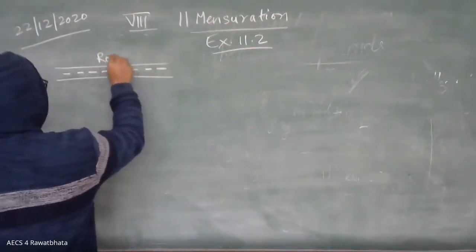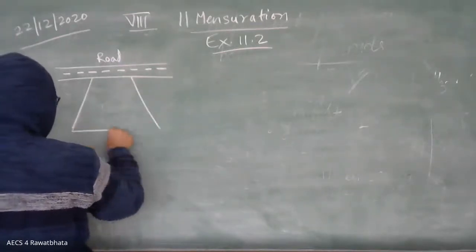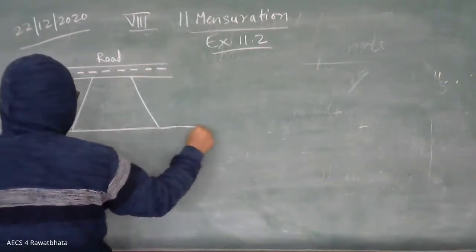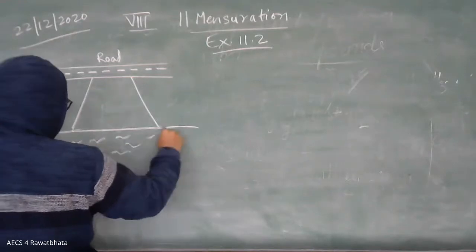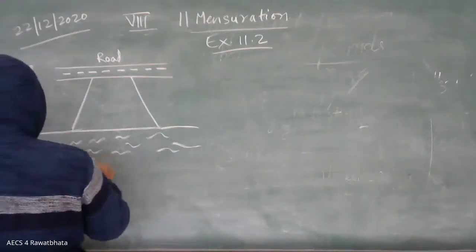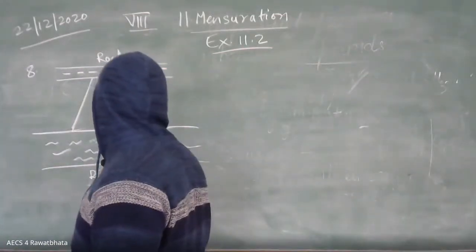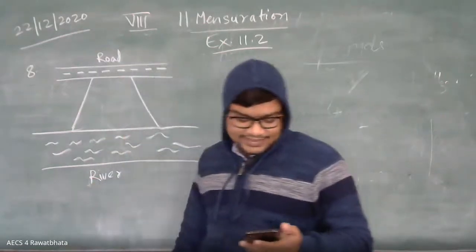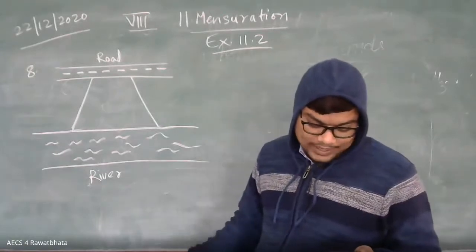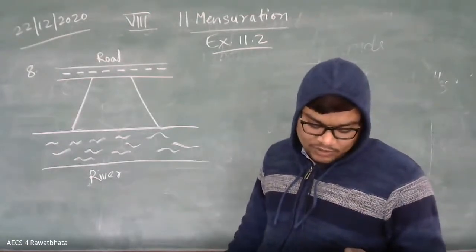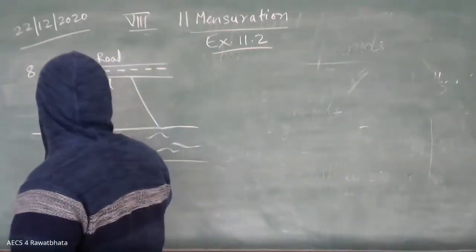This is the road, and this is the river. It is given that the side along the river is parallel to and twice the side along the road. Let the road side be A and the river side be B.